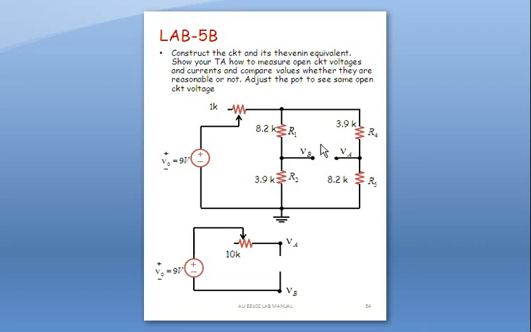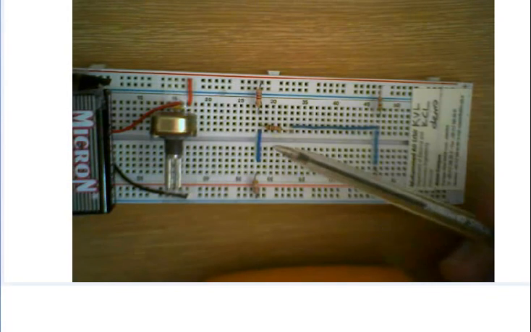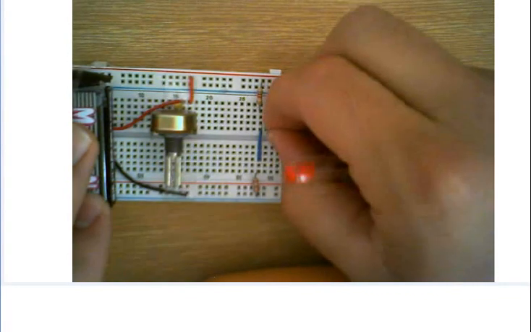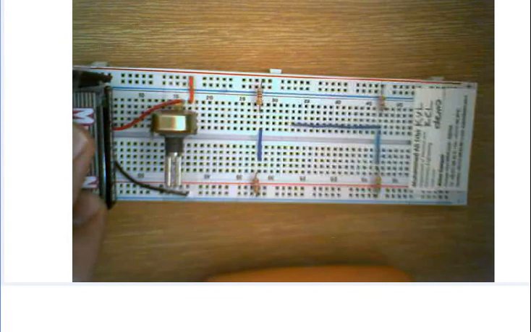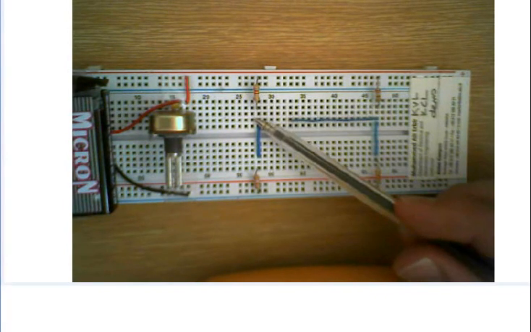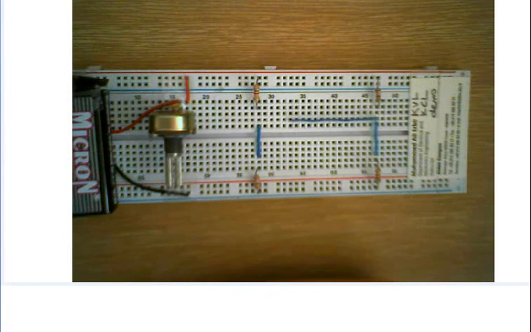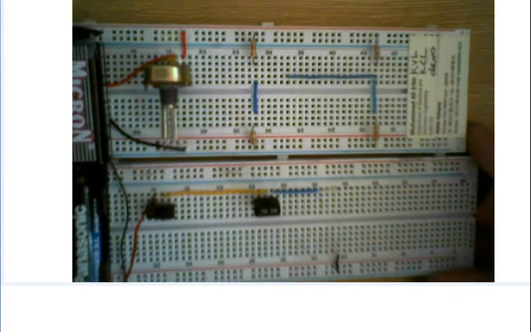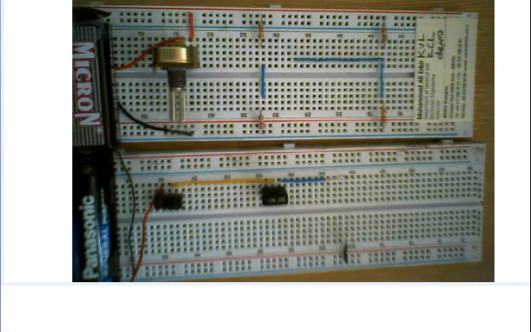And then I should remove the 1.5 kilo ohm resistor. Look, this is the 1.5 kilo ohm resistor. I'm removing it, okay. And now this is point A, and here is point B. And look, this is the Thevenin equivalent circuit of my circuit.